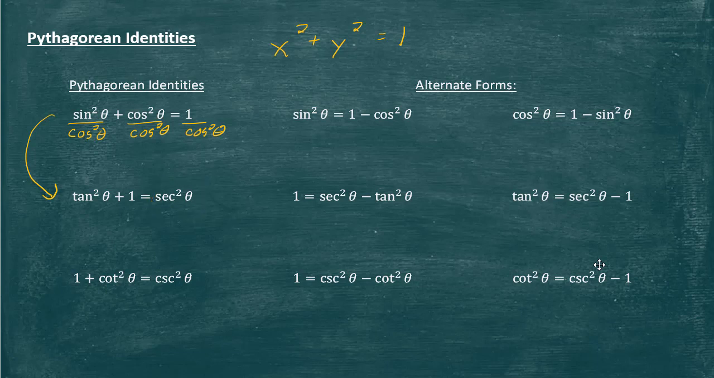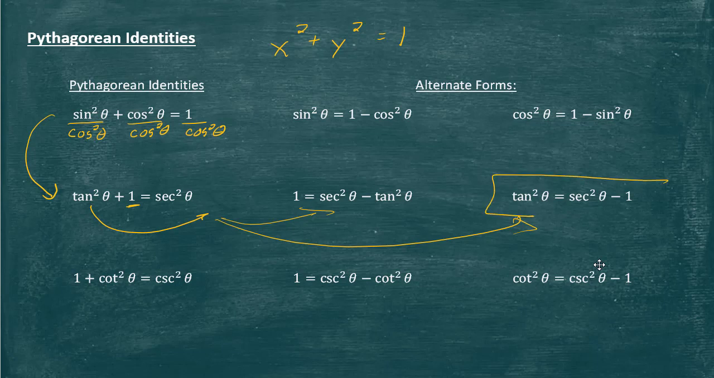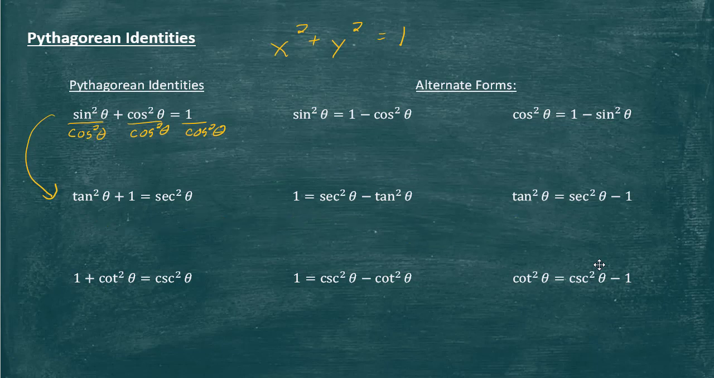And then, like I mentioned before, all of the alternate versions over here would just be picking something to isolate. So if I wanted to isolate the 1, I would move the tangent over, and that creates the first one here, where I would subtract tangent squared from secant squared on the other side. Or the other option would have been to subtract the 1 over to get tangent squared by itself, which then would create this last one.